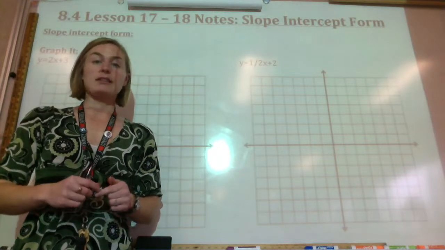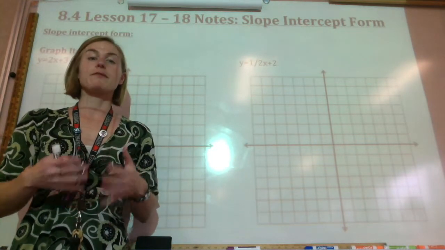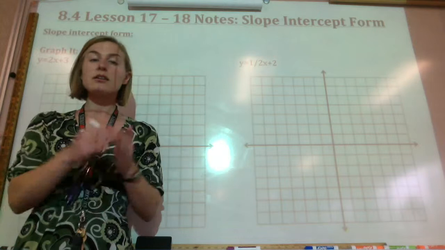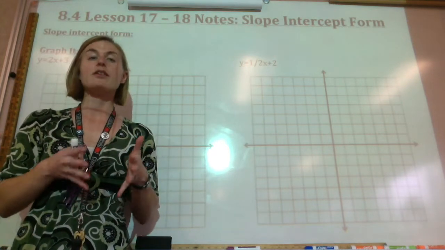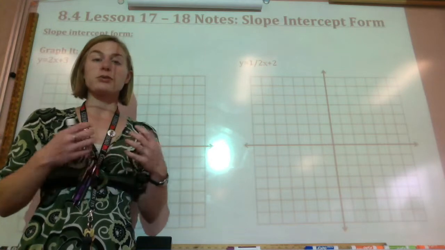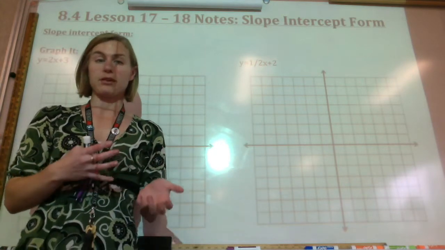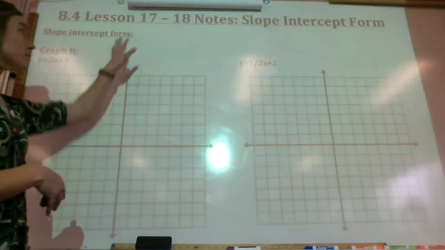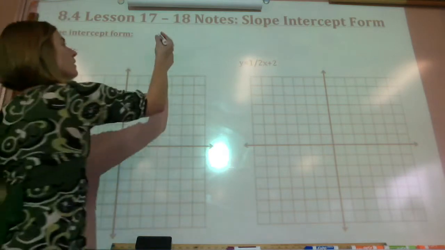Lesson 17 through 18 is all about the slope-intercept form, which is essentially just taking an equation and turning it into a particular form and then using that to graph. And it makes it a lot easier instead of having to use t-tables in order to graph an equation. So let's start with what the slope-intercept form is.